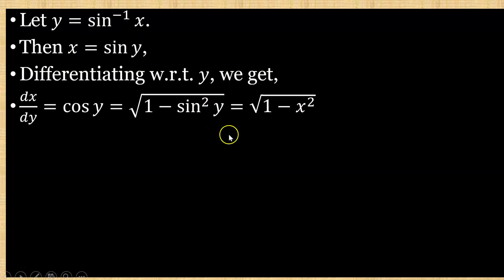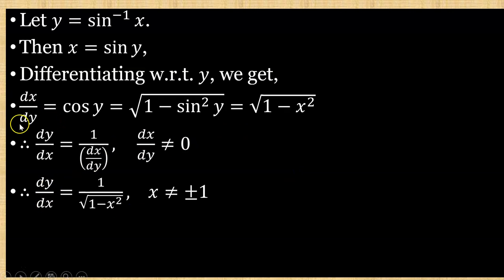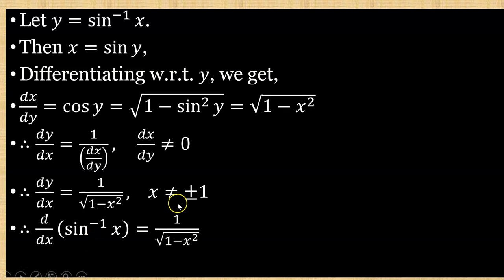But what is the sine of y? Sine of y is x. Therefore dx upon dy is equal to root of 1 minus x square. And therefore dy by dx is equal to 1 upon dx upon dy, where dx upon dy is not equal to 0. So we substitute the value of dx upon dy, and that is 1 upon root of 1 minus x square, where x is not equal to plus or minus 1, and hence the derivative of sine inverse of x is 1 upon under root of 1 minus x square.